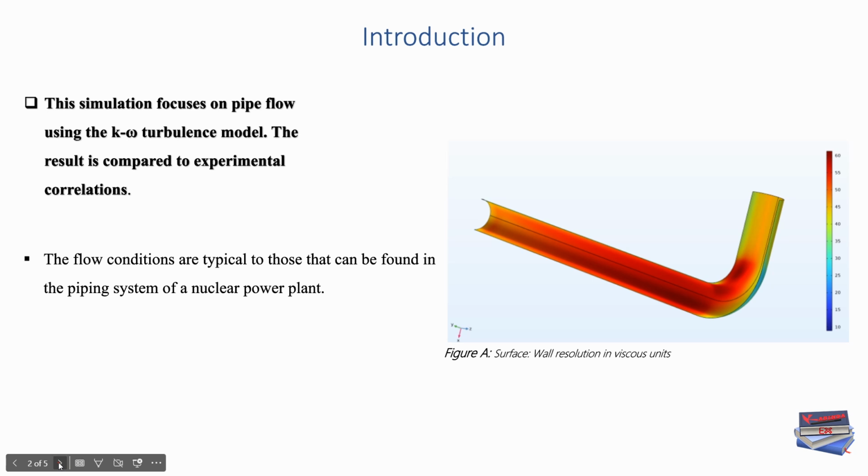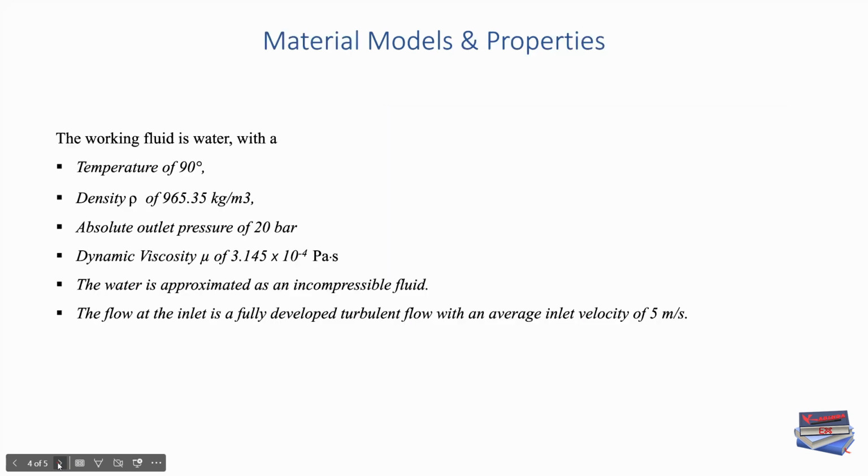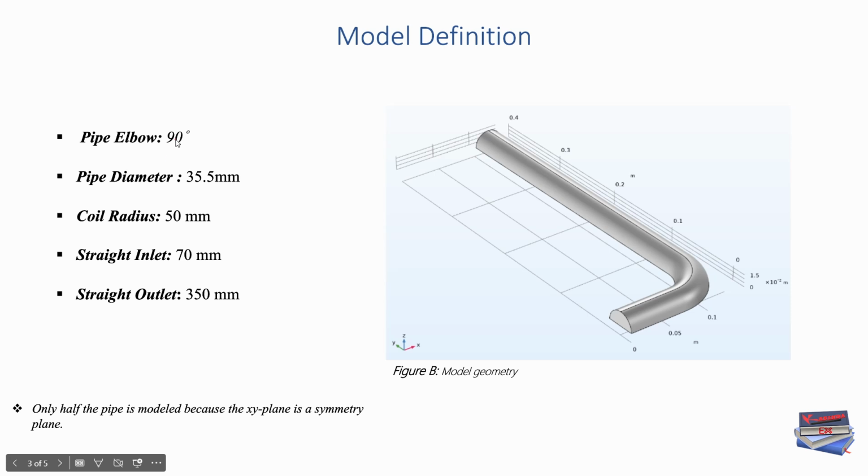The flow conditions are typical to those that can be found in the piping system of a nuclear power plant. In regards to our model definition, our pipe is a 90-degree elbow. The diameter of the pipe is 35.5 millimeters. The coil radius, which is coming around here, is 50 millimeters.